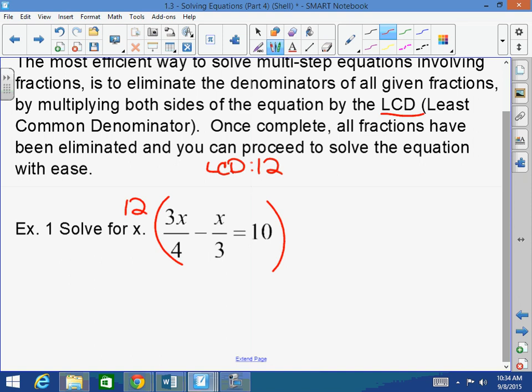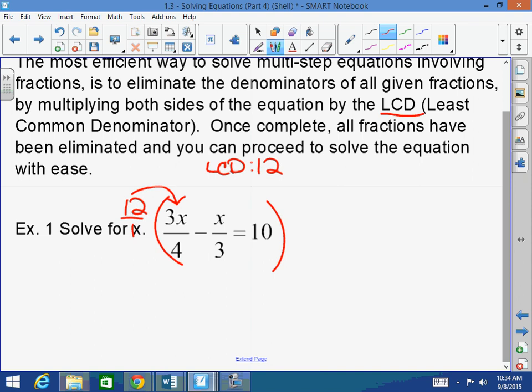So what does that mean? Remember that this is a 12 over 1, guys. So I'm going to go step by step. As you get quicker and better, you can see it in your head and you can start simplifying, but I'm going to go step by step.